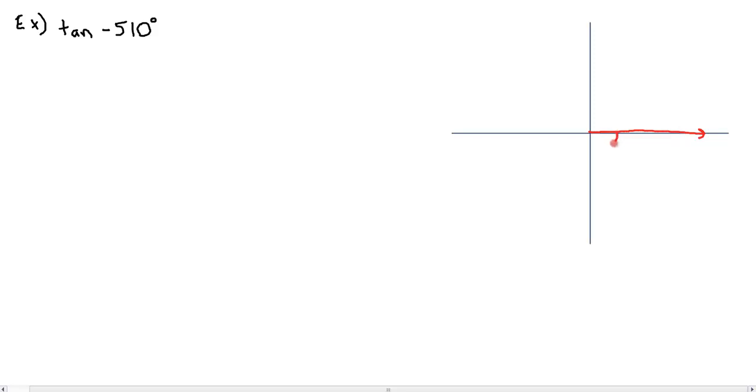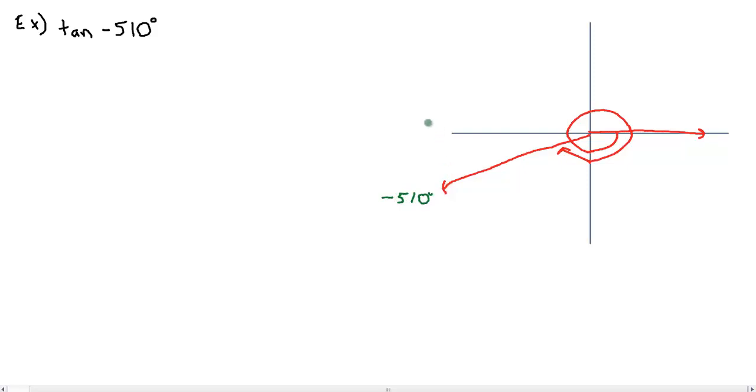So we want to go down to negative 90, negative 180, negative 270, and then all the way to negative 360. Okay, we could keep going to negative 450, and then we could also keep going to negative 540, but we don't want to go that far. We want to stop at negative 510, and that's going to be our terminal side.